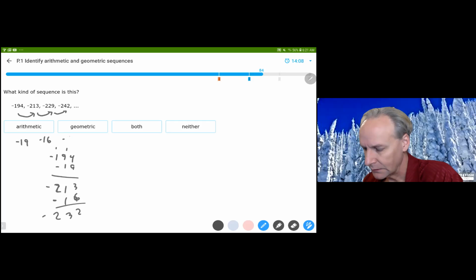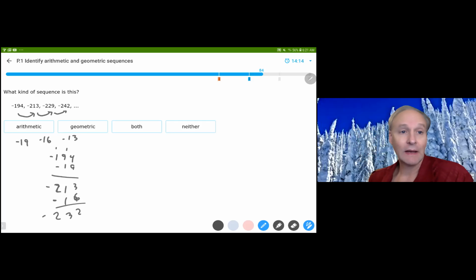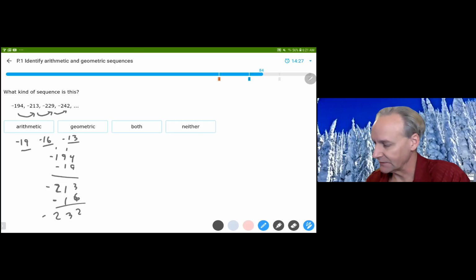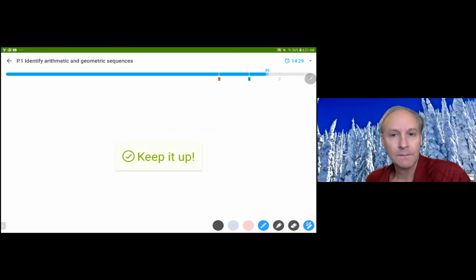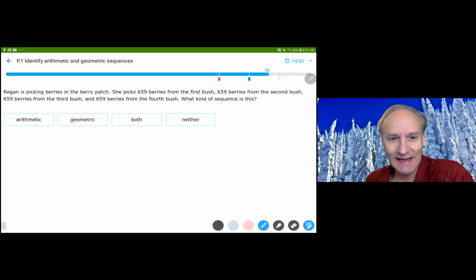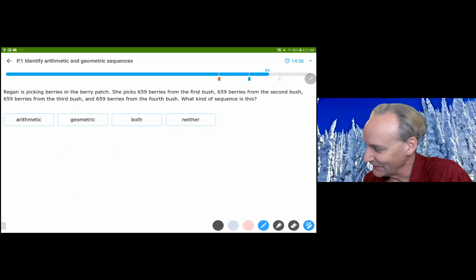I really can't. Oh, 13. No, it's right. Wow. My brain is just not working today, but this is a sequence and it is interesting. We're adding negatives and we're changing it by 3 each time, but that is neither because it isn't consistent. Kind of scary looking. Calculator would have been handy right there, especially when your brain isn't working.